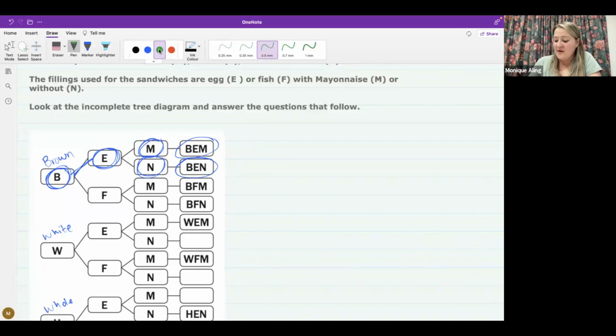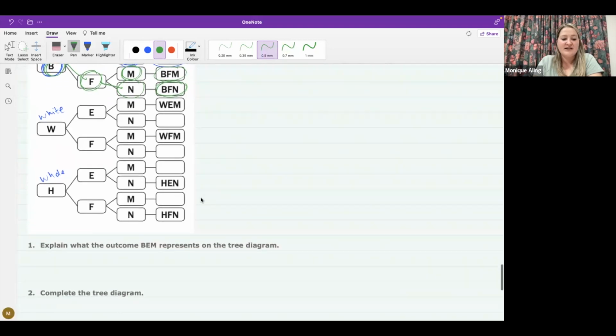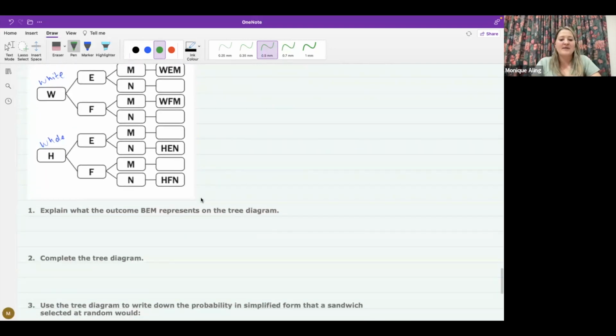Or it can be brown bread with the fish filling with mayo, which gives you BFM, or fish without mayo? That's the brown bread with fish, no mayo. Okay. So keeping that in mind, let's see what the first question asks us. Explain what the outcome BEM represents on the tree diagram.